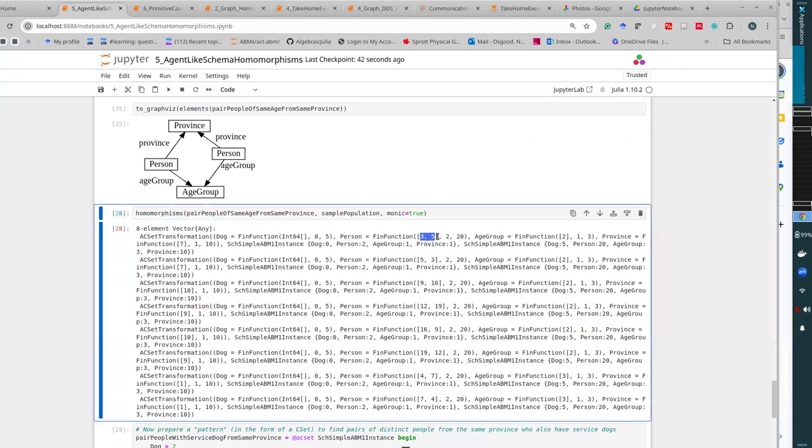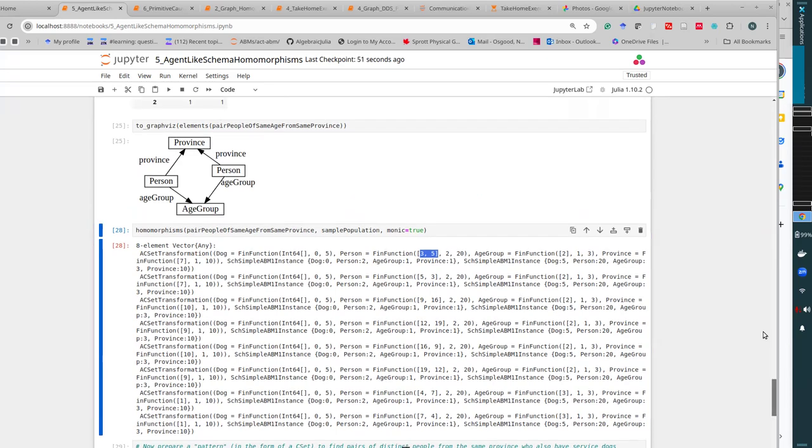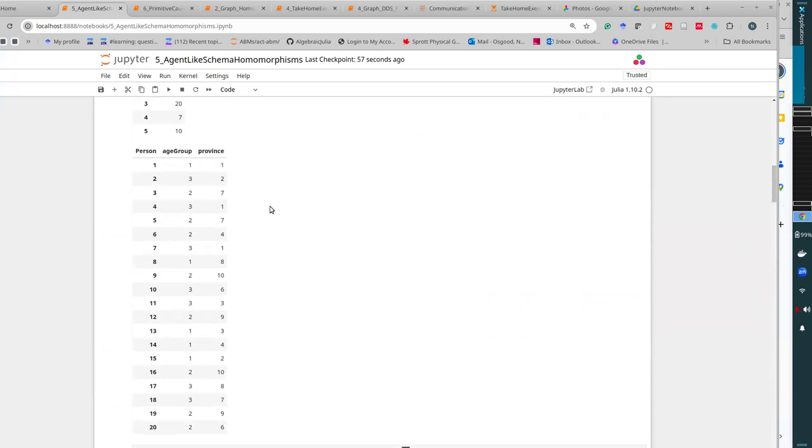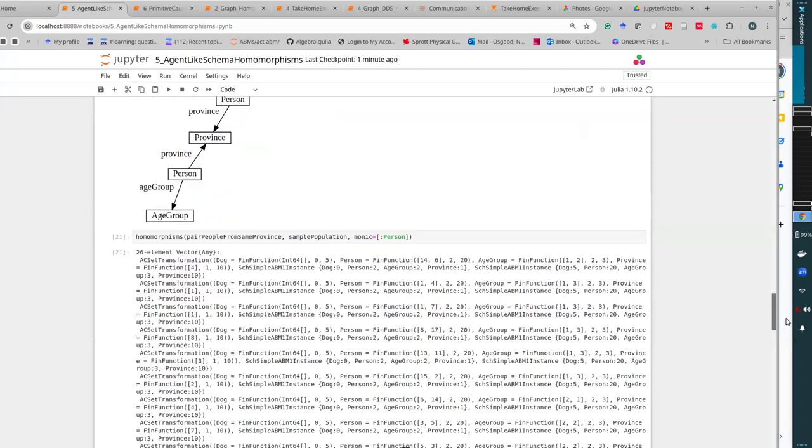Okay, person 3 and person 5, and then there's 5 and 3, or person 9 and 16, or 16 and 9. Okay, 3 and 5. Whatever province they're in has to be the same between them. That's province 7. Whatever age group it is has to be the same between them, too. So there's only one age group between them, and only one province between them. And this is how we encode it, okay?